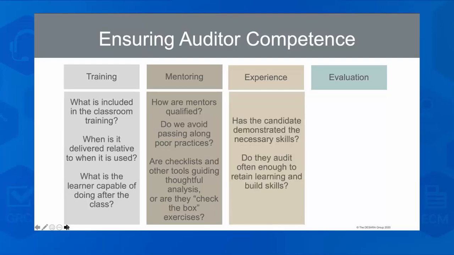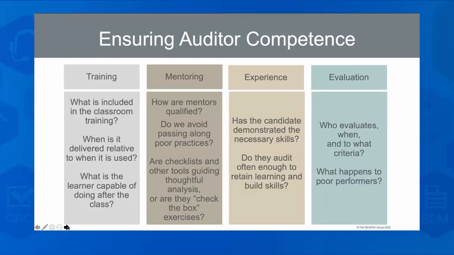Before you can say that an auditor has competence to go out and lead an audit, you need to see that they've demonstrated the necessary skills across a variety of situations. Can they only audit one department, or have you seen them do it in multiple environments? And have they done it enough to retain the learning? So then you can finally perform an evaluation. But a high-performing team has developed its high standards, has developed its criteria. And when you pass an audit, it may be by consensus of the team that you get your gold star, or whatever it may be.